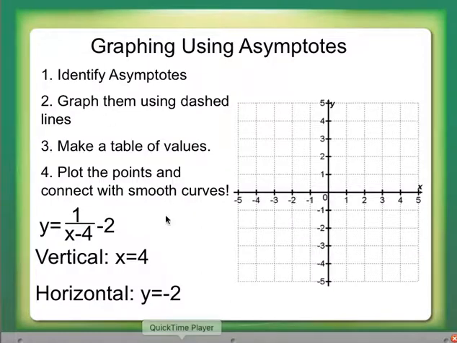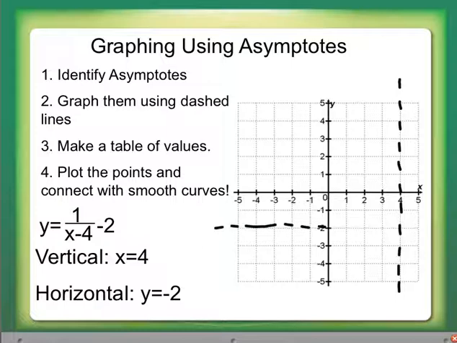Alright, so if we are graphing using these asymptotes, these are our 4 steps that we will take to graph them. Okay, with any of these rational functions, this is what we can do. Number 1, we're going to identify the asymptotes and graph them using dashed lines. So in this equation, 1 over x minus 4 minus 2, we are going to say, well, the vertical asymptote is that excluded value at x equals 4. We're going to put those dashed lines vertically. And horizontal asymptote is at negative 2, that c value. So a horizontal asymptote at y equals negative 2.